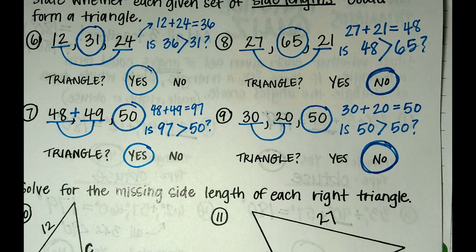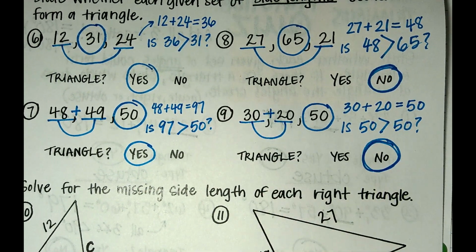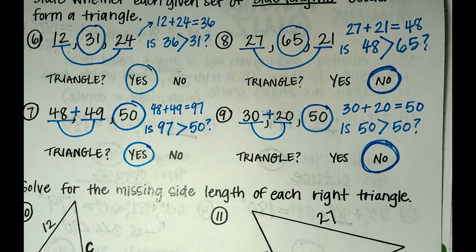Okay. That was 6, 7, 8, and 9. We're just adding the two smaller sides. If it's bigger than the biggest side, it is a triangle. If it is equal or less, it is not a triangle. Okay.